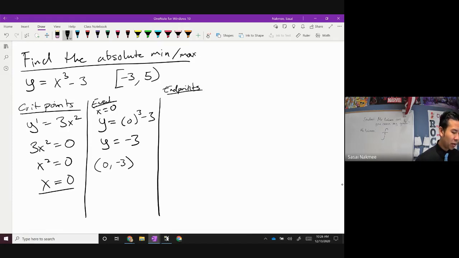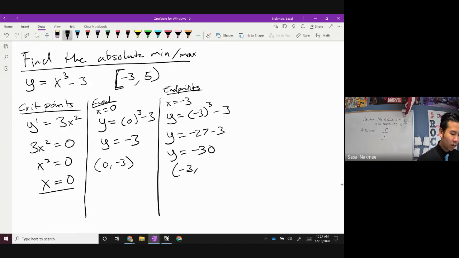The first endpoint I'm going to test is x equal to negative 3, and that is included in this graph, so it is a possible max or min if it comes up. So y is equal to negative 3 cubed minus 3, which is negative 27 minus 3, so y is equal to negative 30. So at x equals negative 3, y is negative 30. Clearly, this is not going to be a minimum, because it is impossible for this to be a minimum when this is lower than that. Let's test the other point.